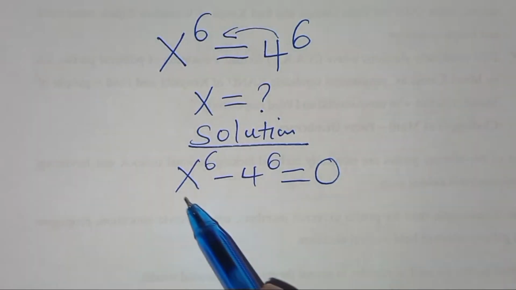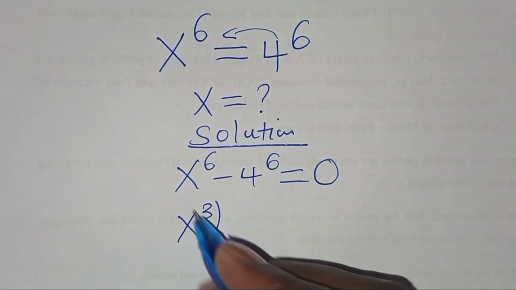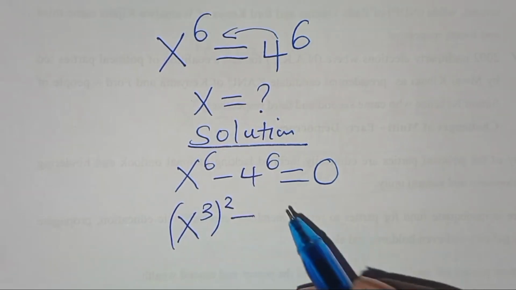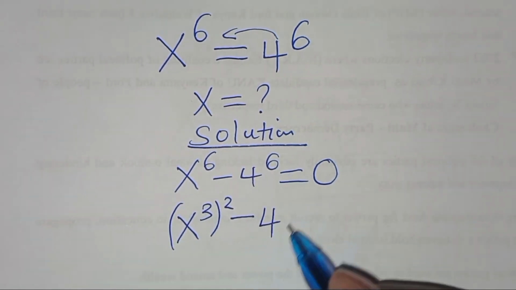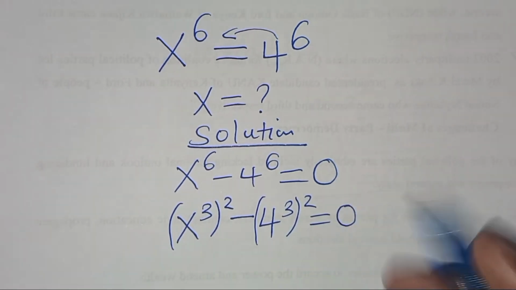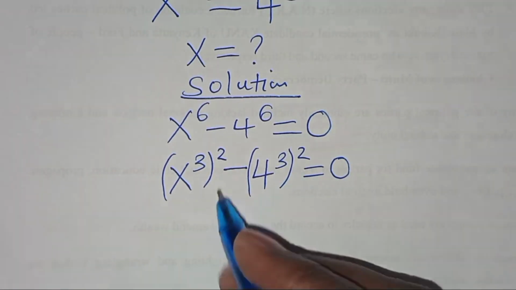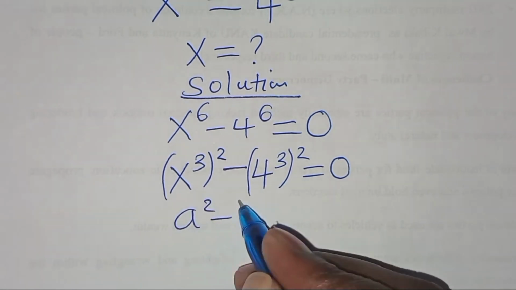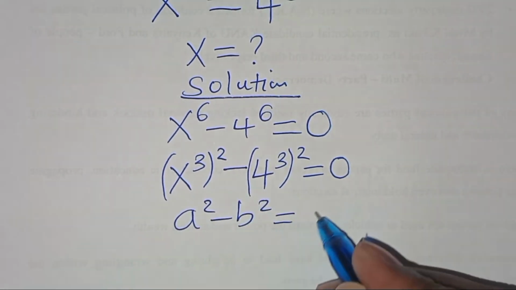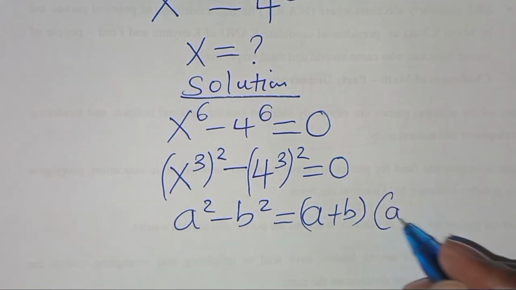Now the next step here, we can express x to the power 6 as x to the power 3 raised to the power 2, subtract 4 to the power 6, which you can express as 4 to the power 3 raised to the power 2. This is equal to 0. The next step from here, this is actually in the form of a squared minus b squared, which we can express as a plus b, a minus b.